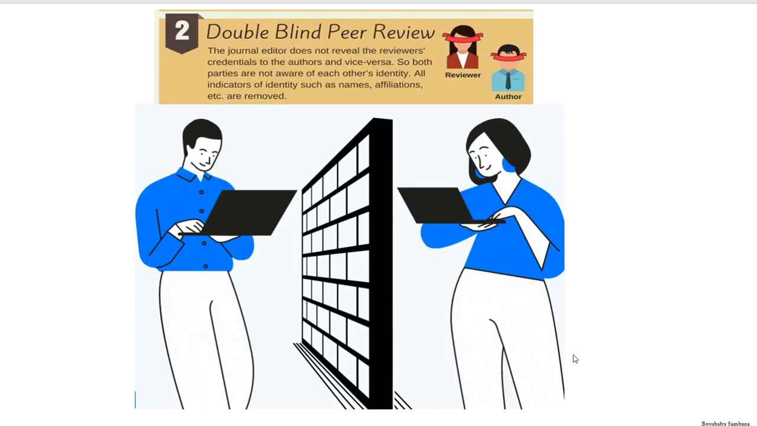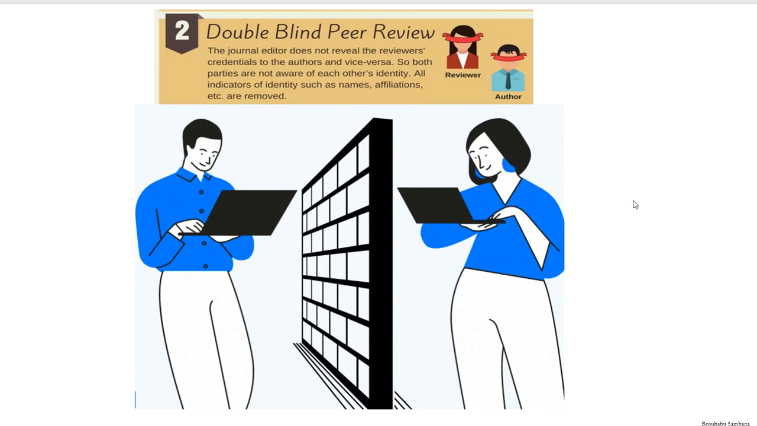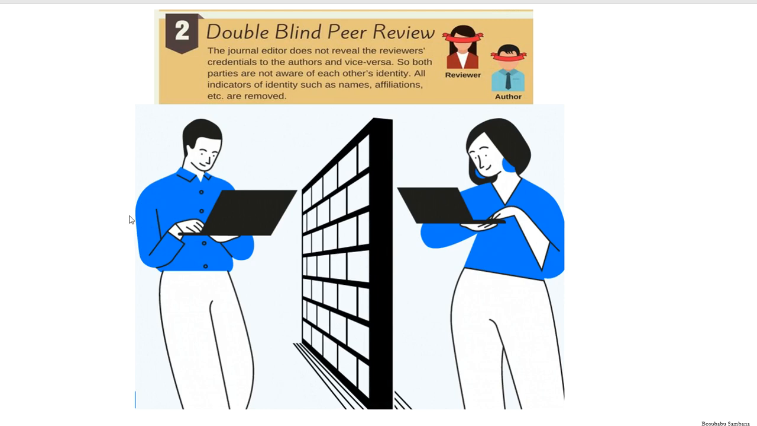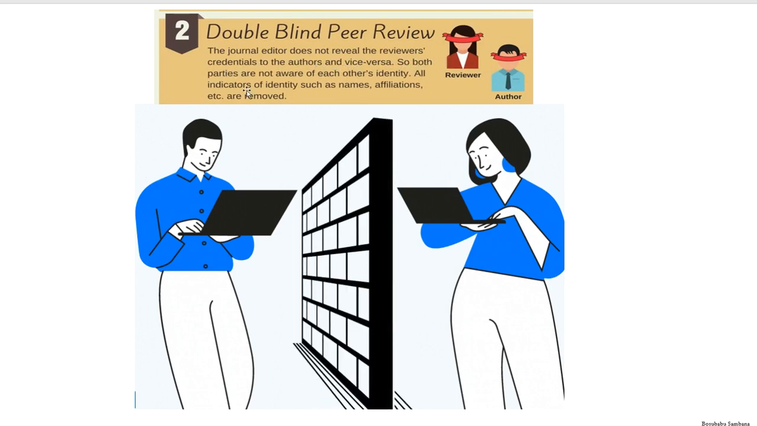And the double blinded peer review. This diagram represents what the double blinded review is. Here, author and reviewer don't know who the author is or who the reviewer is. The diagram represents a wall between them, and no one knows who is the author and who is the reviewer. The general editor does not reveal the reviewer's credentials to the author, and vice versa. So both parties are not aware of each other's identity. All identifying indicators such as names, affiliation, etc., are removed.